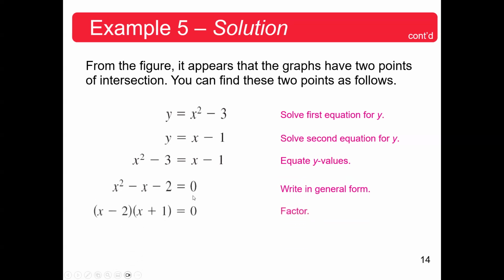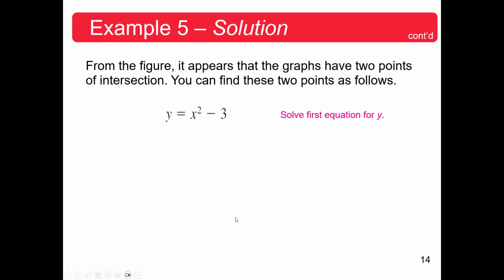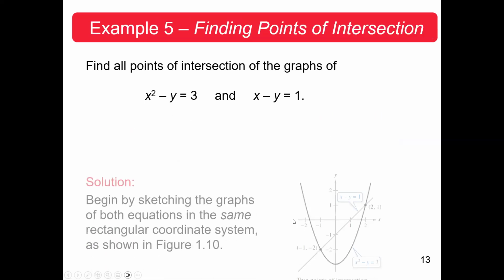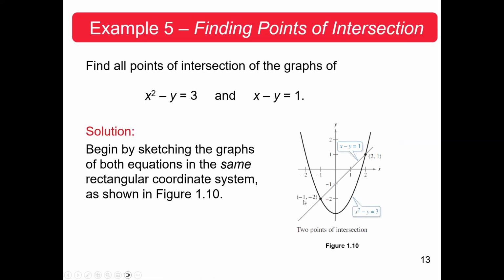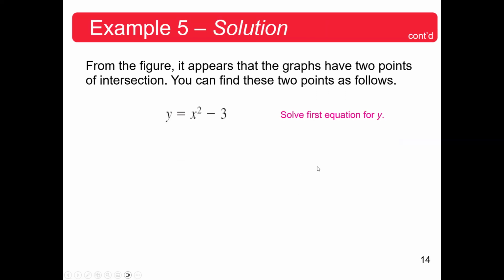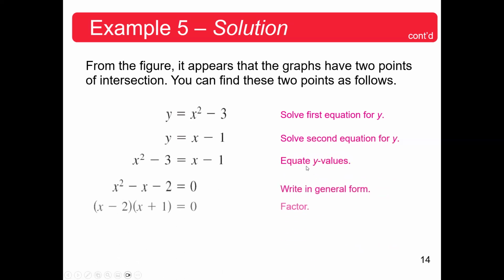And we can solve for the value of x. So we have x minus 2 times x plus 1. So x will give us 2 or negative 1. So you can see our points, x is negative 1 here and 2. And that's what we get here.